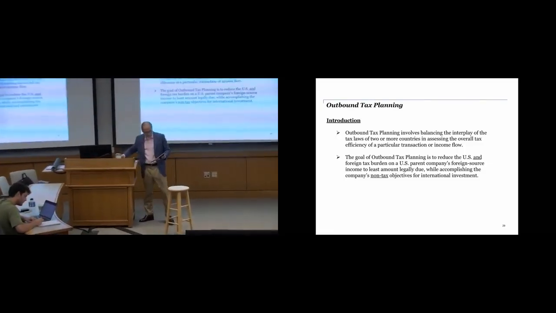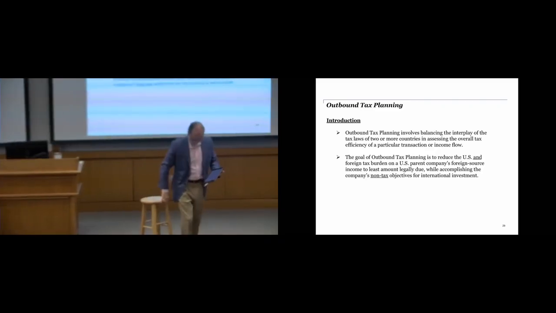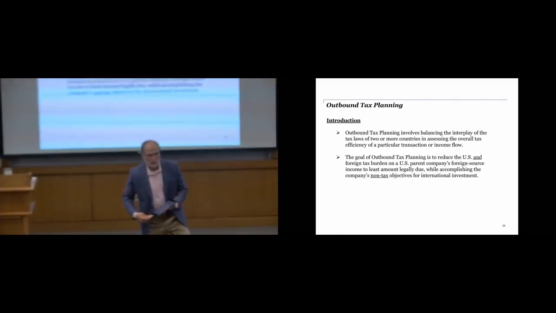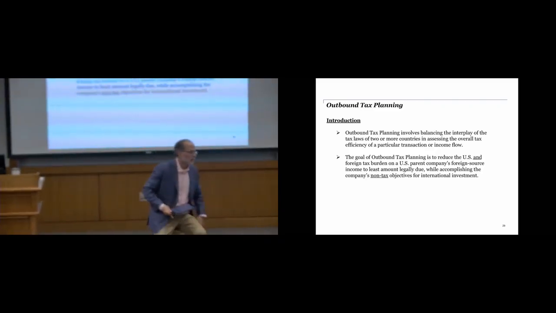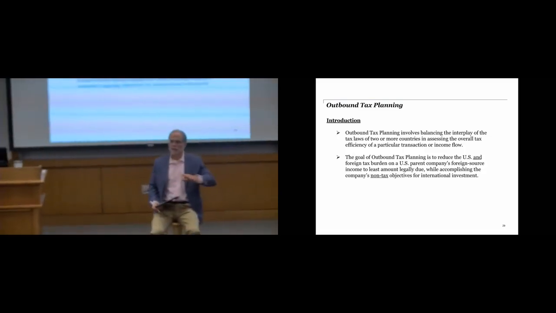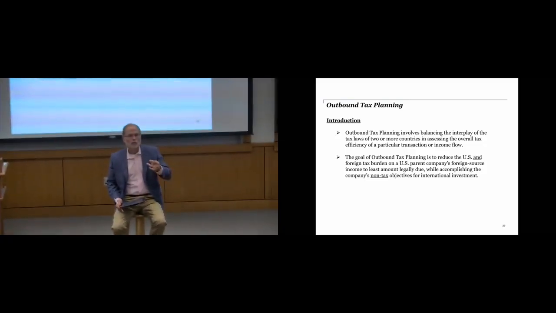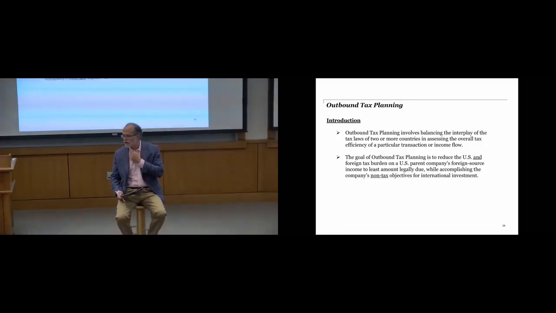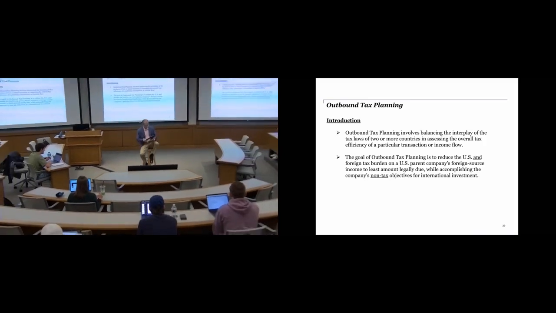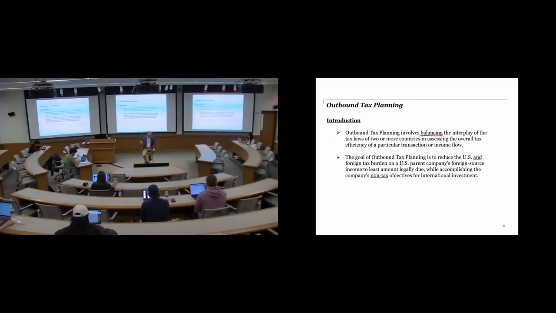So let's shift gears to outbound tax planning. So again, U.S. multinational, we have decided our investment. We have multiple investments going on around the world. What is top of mind for that U.S. company in trying to manage their global tax liability? So this involves, I like to think of this as a balance. You're trying to balance the interplay of the laws of two or more countries in assessing the overall tax efficiency of a particular transaction or income flow.